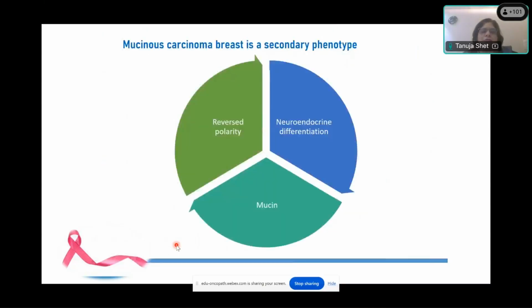What I did, I want to put forward a theory which I've been working on for 26 years, that reverse polarity neuroendocrine differentiation produces mucin. So mucinous carcinoma is not. So I never report mucinous carcinoma. I call it invasive micropapillary with mucin, solid papillary with mucin. That's the way I report it. And I think now we have enough evidence to say so.